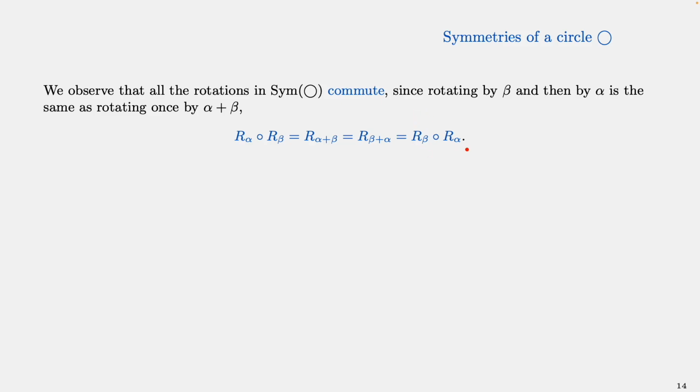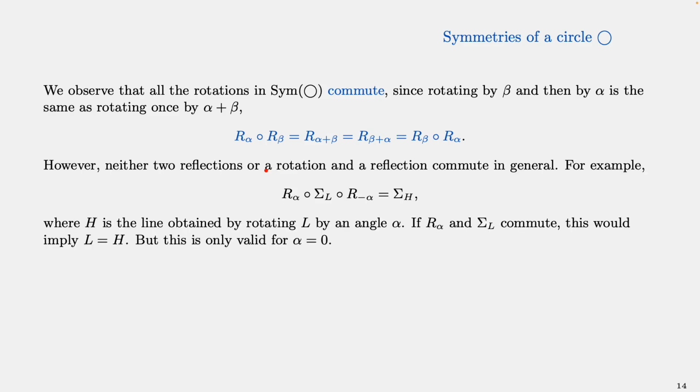So the rotations commute among each other, but reflections do not commute, and also reflections and rotations do not commute in general. For example, if we look at this here, R alpha composed with sigma L, the reflection across L, composed with R minus alpha is sigma H. And here H is the line obtained from L by rotating it by an angle alpha. Now, if R alpha and sigma L would commute, this would imply that L is equal to H, because then we could move the R alpha past the sigma L here, and then it would cancel out with this one, and we would be left with sigma L.